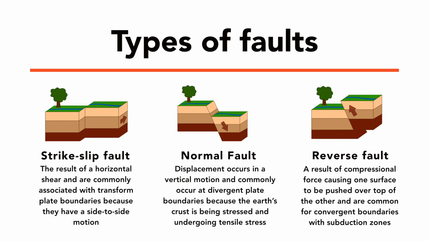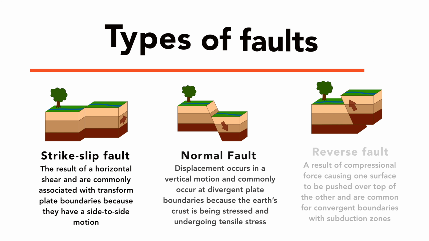There are three different types of faults: strike-slip fault, normal fault, and reverse faults. A strike-slip is the result of a horizontal shear and are commonly associated with transform plate boundaries because they have a side-to-side motion. The San Andreas fault is a strike-slip fault. A normal fault is when displacement occurs in a vertical motion, either up or down, and commonly occur at the divergent plate boundaries because the Earth's crust is being stressed and undergoing tensile stress. The last type of fault is the reverse fault and is a result of compressional force causing one surface to be pushed over top of the other and are common for convergent boundaries with subduction zones.